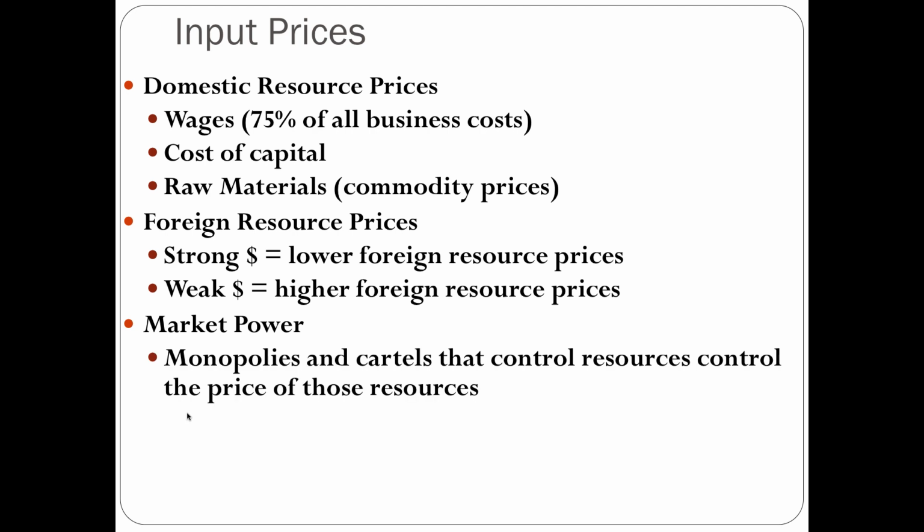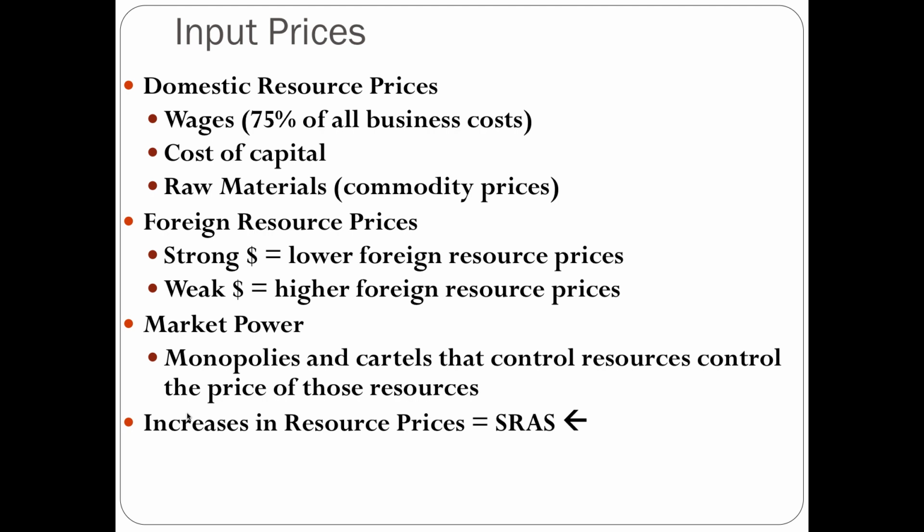And you have market power. Monopolies and cartels that control resources control the price of those resources. A good example of a cartel would be OPEC. OPEC stands for the Organization of Petroleum Exporting Countries, and one of the things they often do is increase or decrease the supply of oil. And that's going to change input prices, particularly the price of raw materials, in which oil would be one of those raw materials.